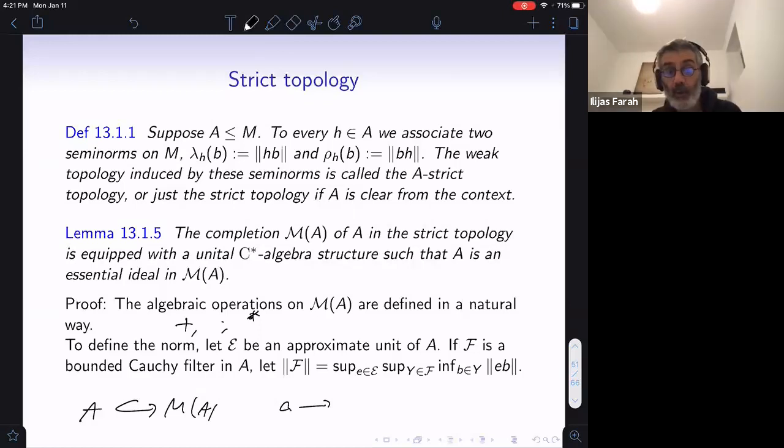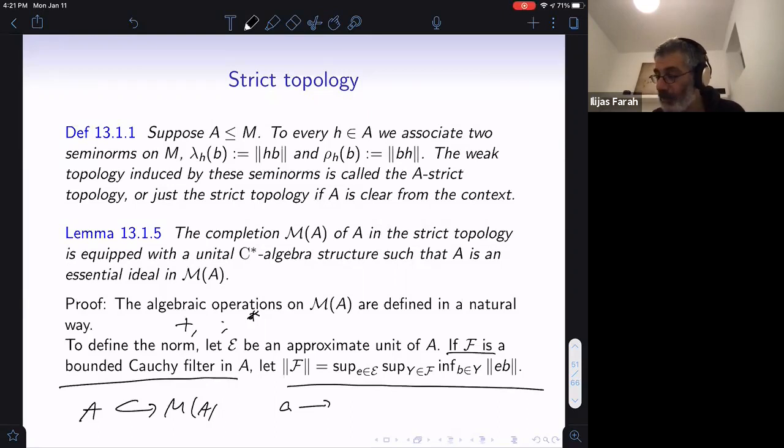So one needs to define the norm. And this is actually similar to what we did in case of quotients. If you have F, which is a bounded Cauchy filter in A, the norm is defined like this. You take the supremum over all elements of the approximate unit, the supremum over all elements in the filter, and the infimum of E times B. One has to check that this works. I'll leave it to you to check. And this turns M of A into the multiplier algebra.